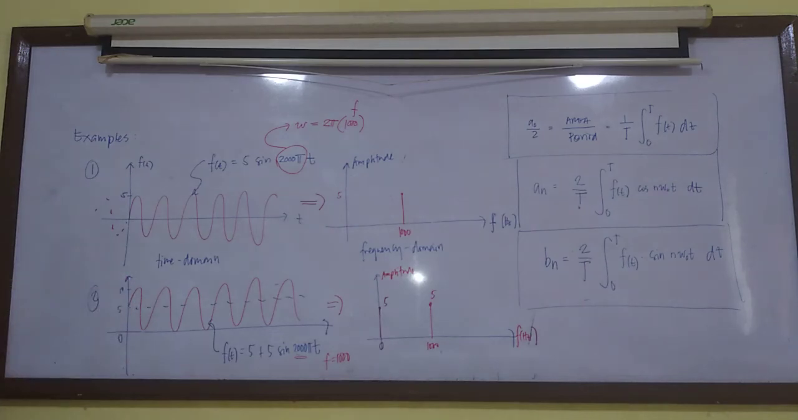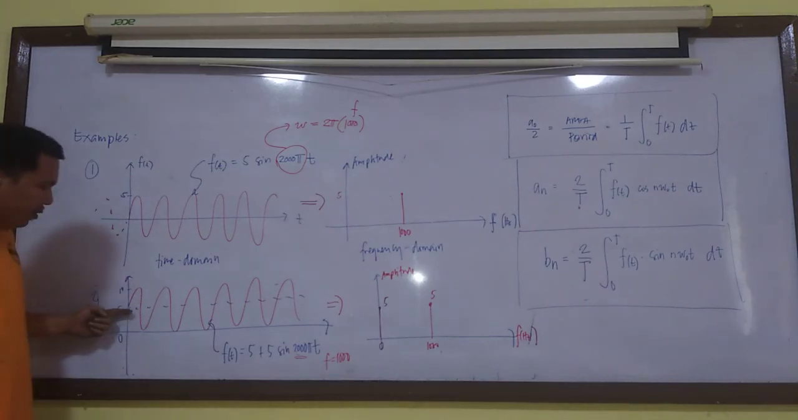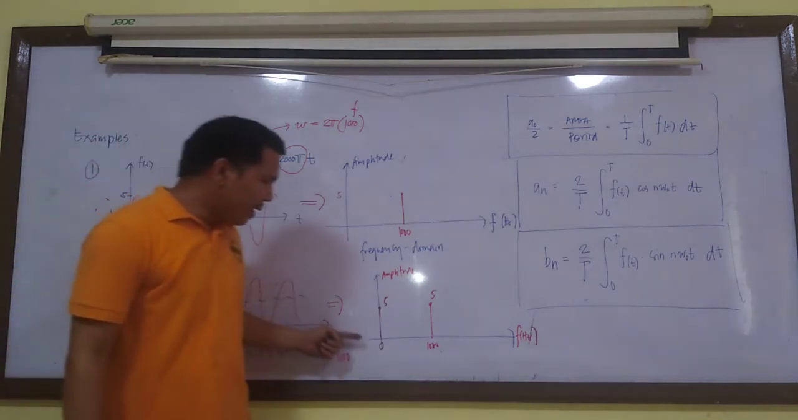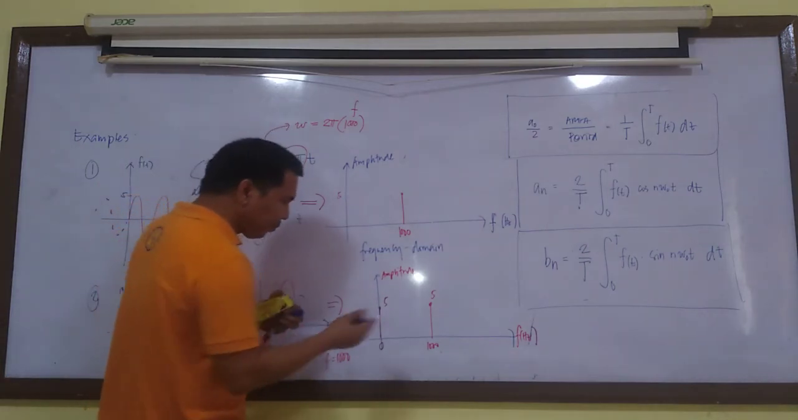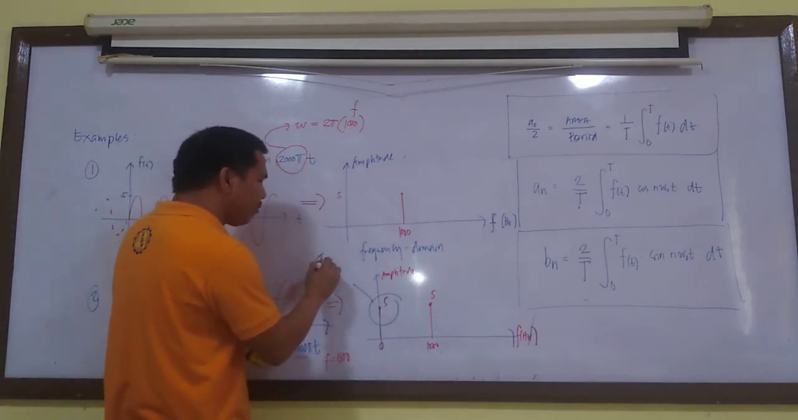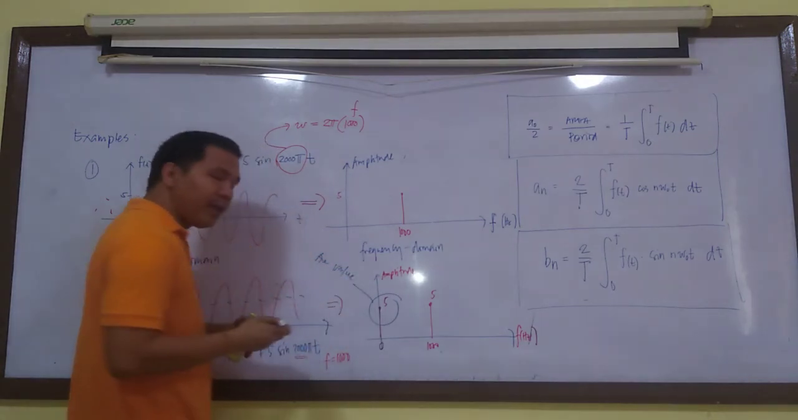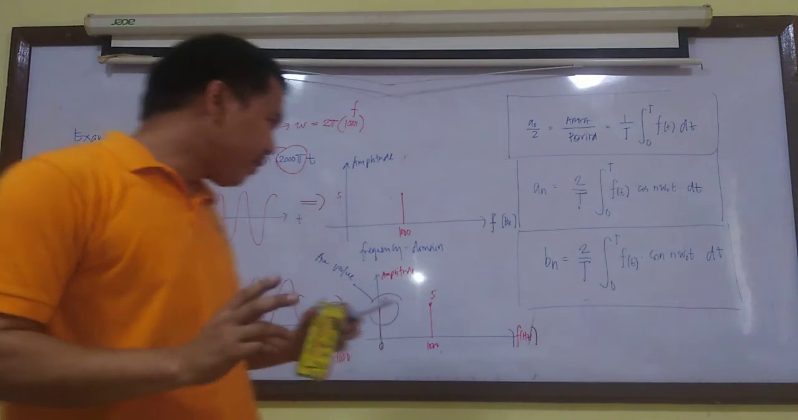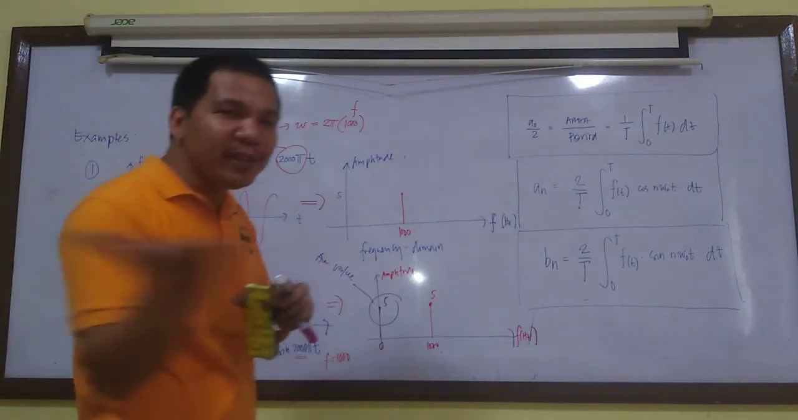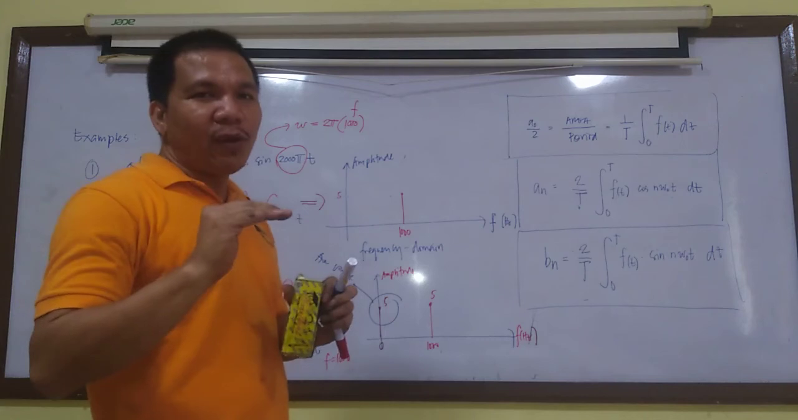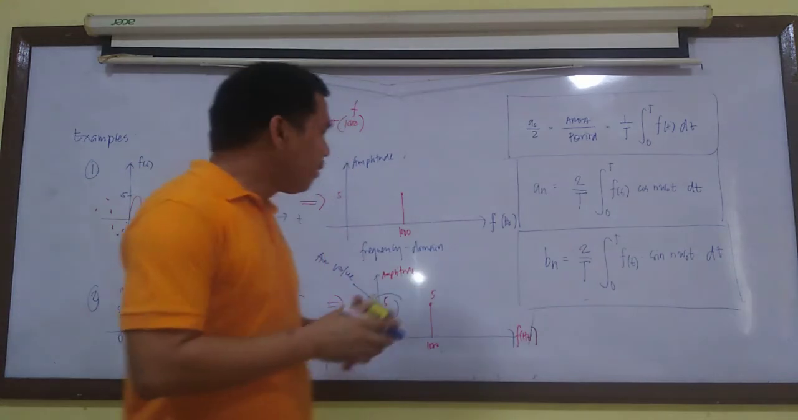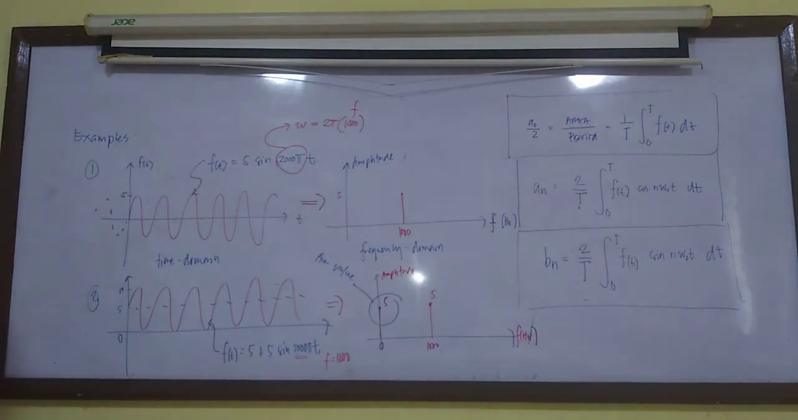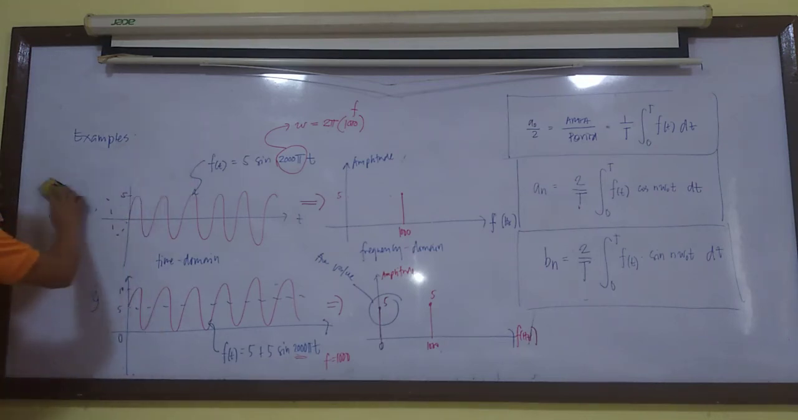Now, you will notice that the average value of 5 here will have a frequency of 0. This is actually your average value. Take note of that. An average value has a frequency of 0, meaning when you say average value, that is your DC component. Your DC component, or your battery or your cell, has a frequency equal to 0.